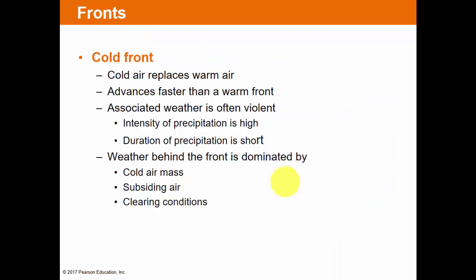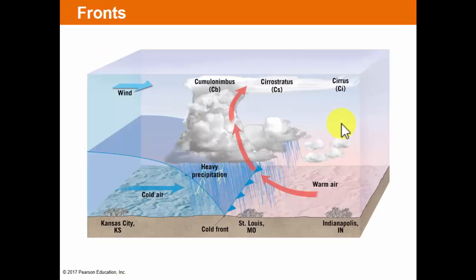A cold front, cold air replaces warm air. They advance faster than a warm front. And oftentimes, because that cold air lifts warm, moist air straight up, they are associated with strong thunderstorms. Violent weather, certainly, but if nothing violent, at least strong thunderstorms. The intensity of the precipitation is high, but the duration is fairly short. And of course, once the cold front moves on by, that cold air mass moves in with cooler, sinking air, drier conditions and clearing conditions. So that frontal zone represents a transition in weather.